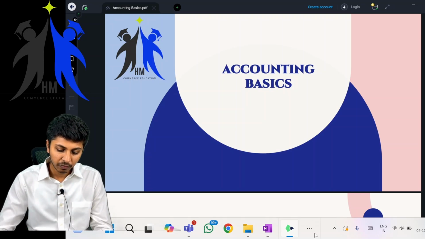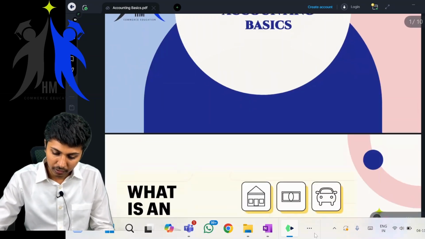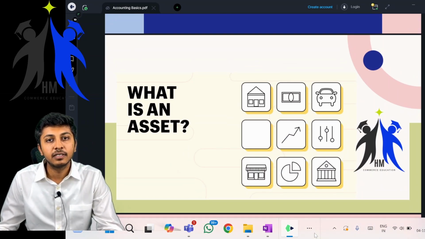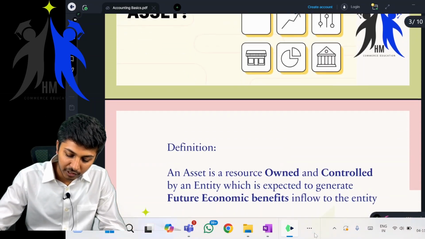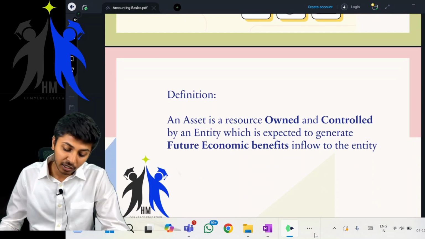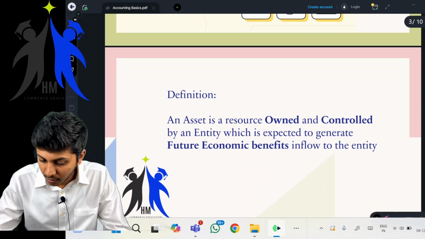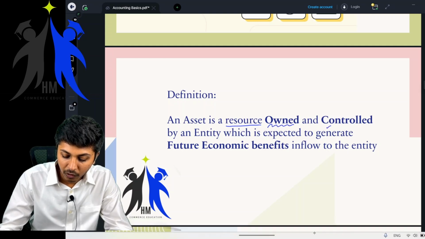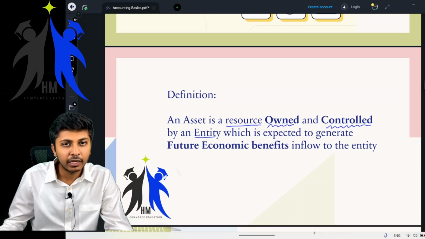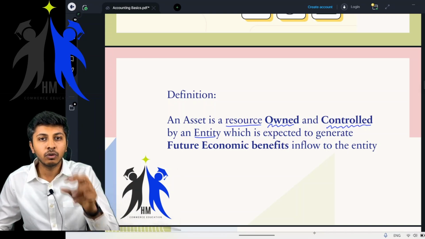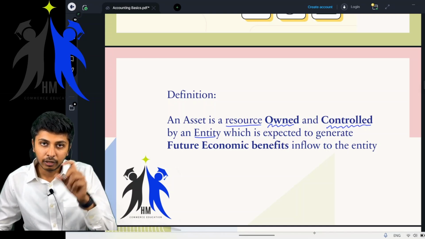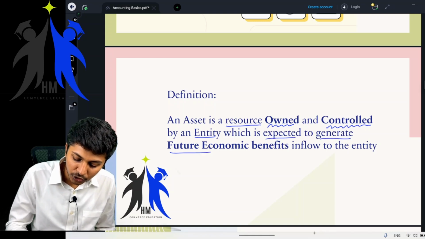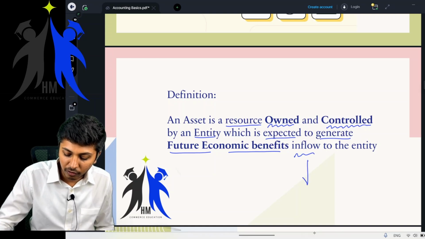So I asked you one question, right? Let's start with the first one. What is an asset? If we go to the definition, an asset is a resource owned and controlled by an entity. It can be anything, a company, an individual, whoever's point of view you are seeing. An asset is a resource owned and controlled by an entity which is expected to generate future economic benefits inflow to the entity.